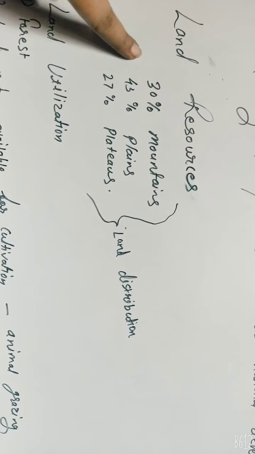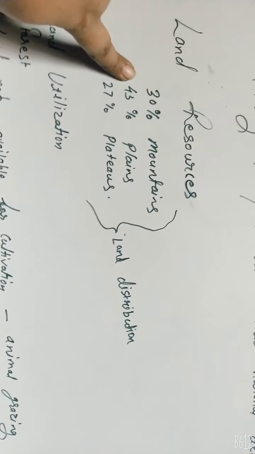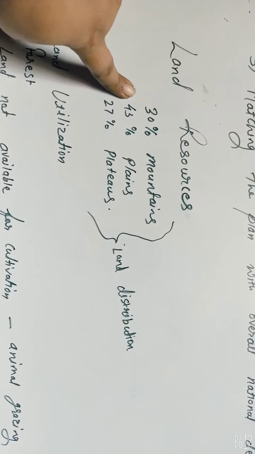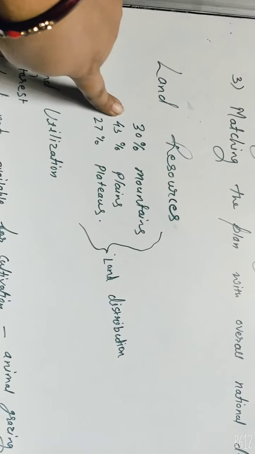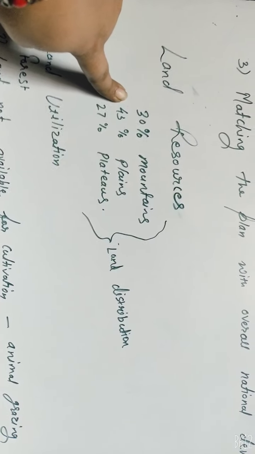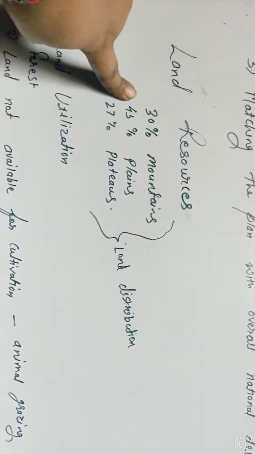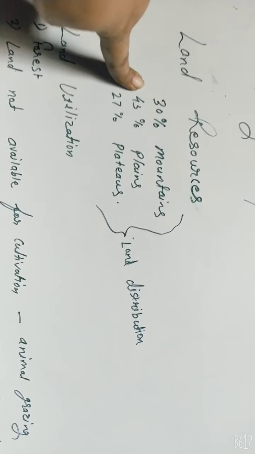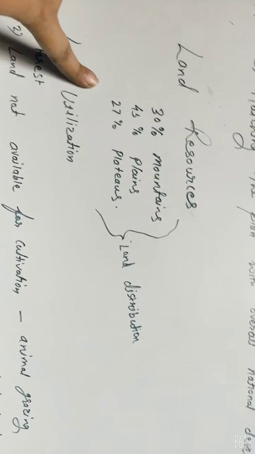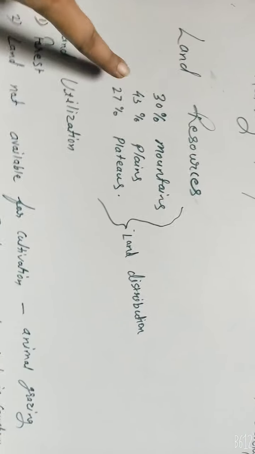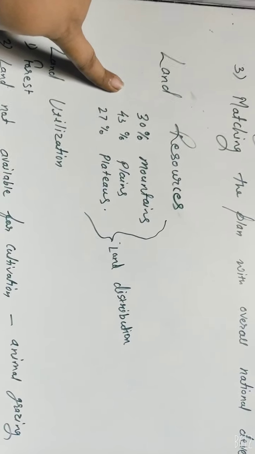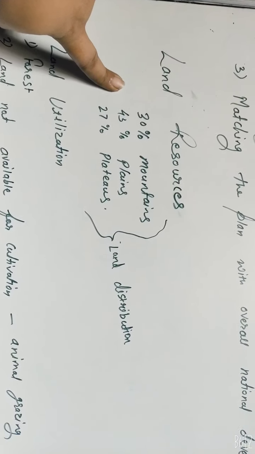So only 43% are plains, and only in plains we can make a house, only in plains we can use it as agricultural land. So these 43% land we are having for agriculture and other use, because we can't go to mountains for agriculture and for living, we can't stay in plateaus also. So 43% is a very small amount of land that we have.